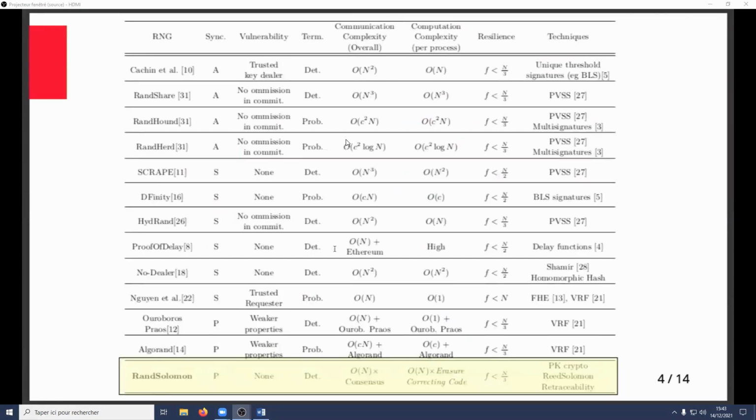As you can imagine, this is not a new problem. In fact, it has been extensively studied, and we put a great effort in our related work section in our article. But I'd like to call your attention to the fact that our solution is partially synchronous. It has deterministic termination, and it provides all the properties that I just said.